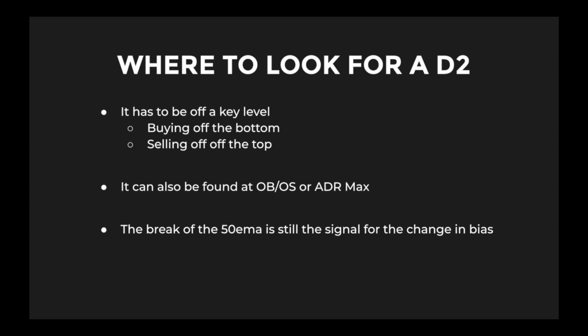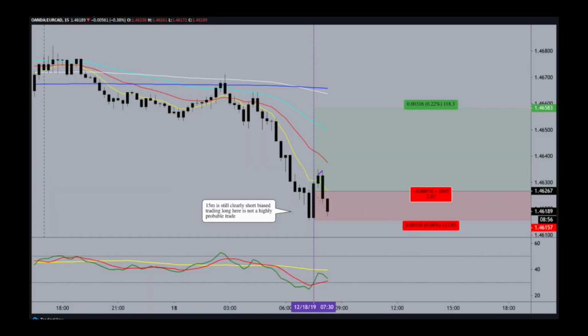The break of the 50 EMA is still the entry signal. That is the signal that the bias is changing. So if you're seeing price rise and it becomes divergent on top and the RSI starts to fall, right? That's where you would then potentially look to see if you could find a D2 to take it lower. You would then want to go to the higher time frames to confirm or deny that short direction. If it can be confirmed, you then go to the 1 minute, just like you do with the D1, and try to find the best possible entry. So this is basically the D1 entry just flipped upside down.